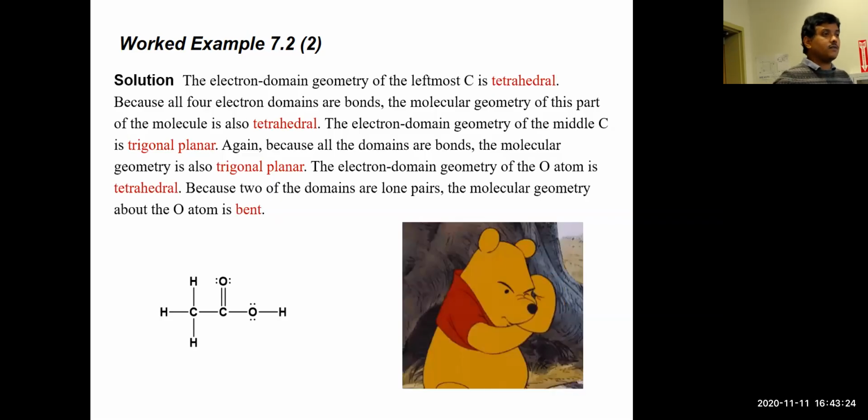The carbon on the left here has 4 electron domains, so it is tetrahedral, because all 4 of them are bonds, the shape is still tetrahedral, no change. And carbon here has 3 electron domains, so trigonal planar, and the molecular geometry is also trigonal planar. And oxygen here has the electron domain geometry as tetrahedral, but the molecular geometry is going to be bent because there are 2 lone pairs. This is when you need to start thinking deeply, right?